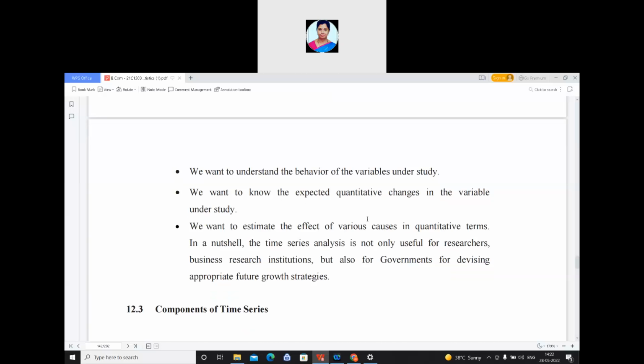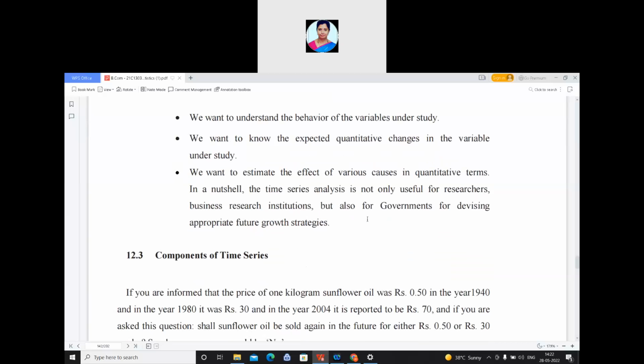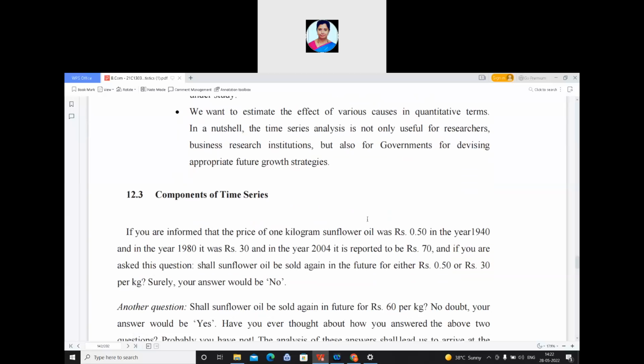We have the components of time series. Suppose you are informed that the price of 1 kilogram of sunflower oil in 1940, very long ago, was rupees 0.50, that is 50 paise. But in 1980, it was rupees 30, and in 2004, it is rupees 70.